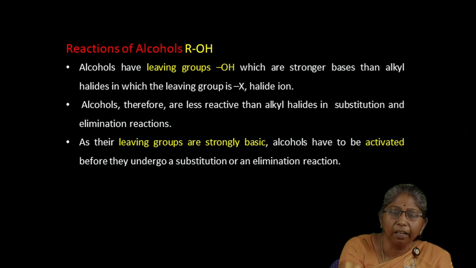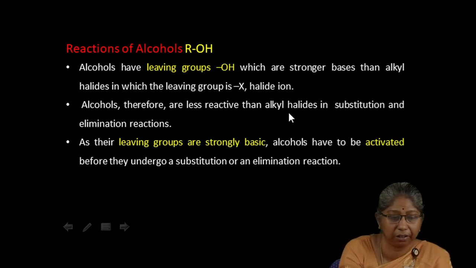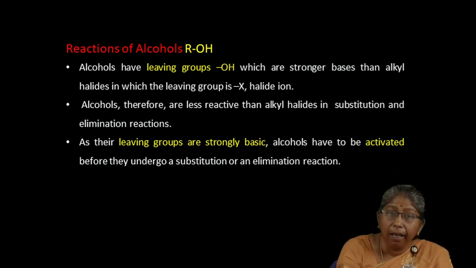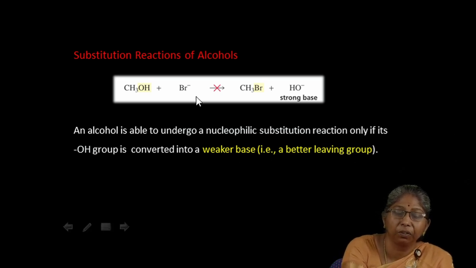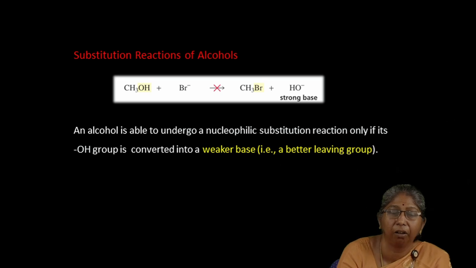The leaving halide groups, X minus, are very weak, they are all weaker bases, so they are readily removed. But alcohols are less reactive than alkyl halides in substitution and elimination reactions, because the OH group is strongly basic, and so we need a catalyst to break that bond. Now we'll see the substitution reactions in the case of alcohols. If the OH minus ion is to be replaced by bromide ion, this will not take place readily, and no such reaction is possible simply with sodium bromide alone.